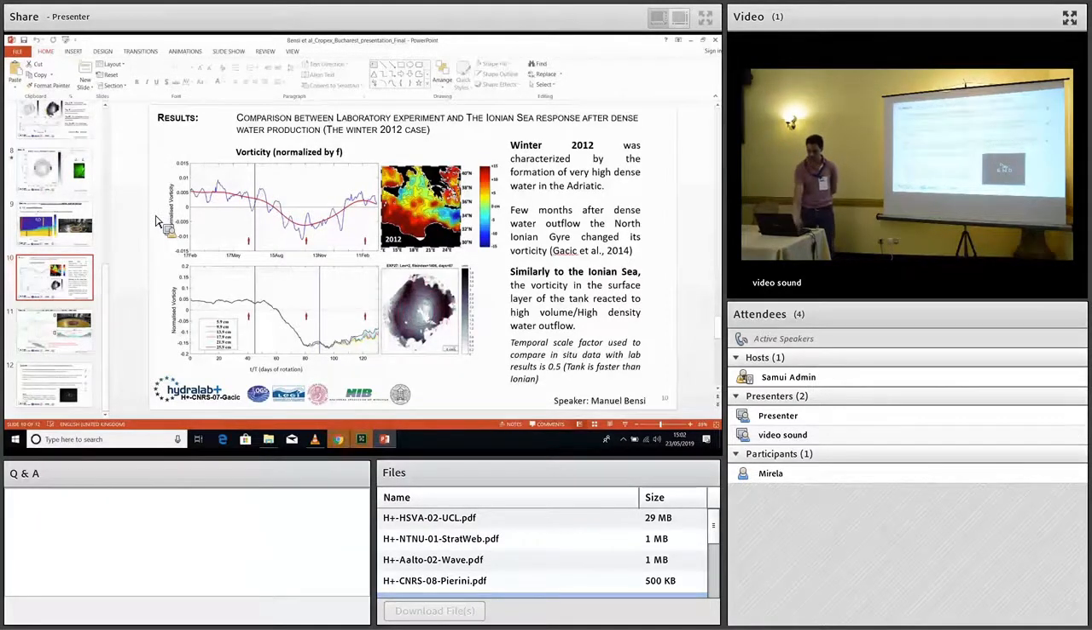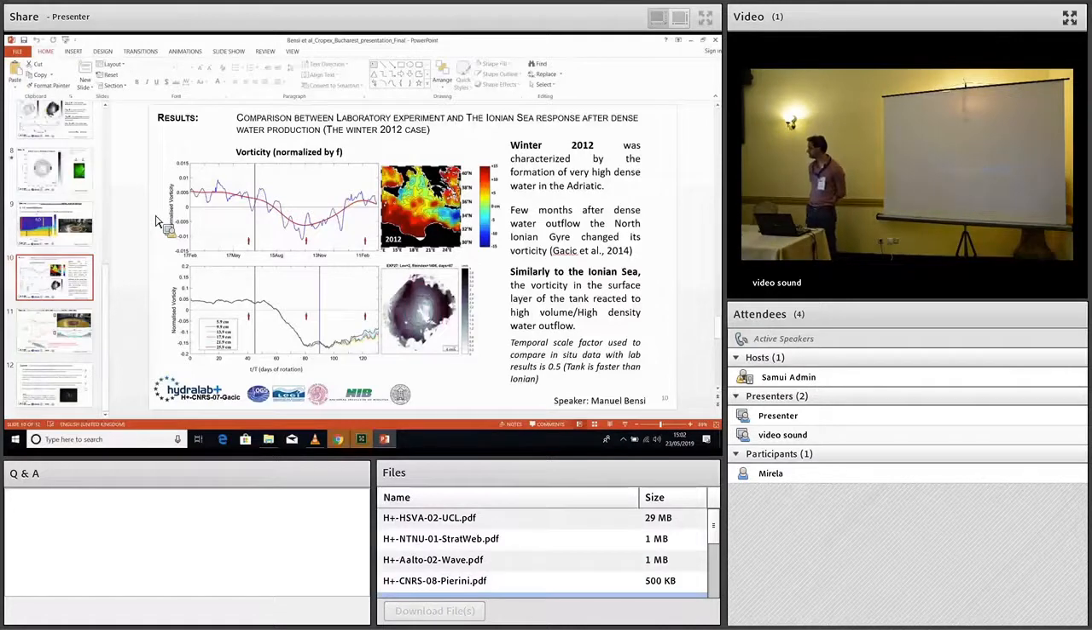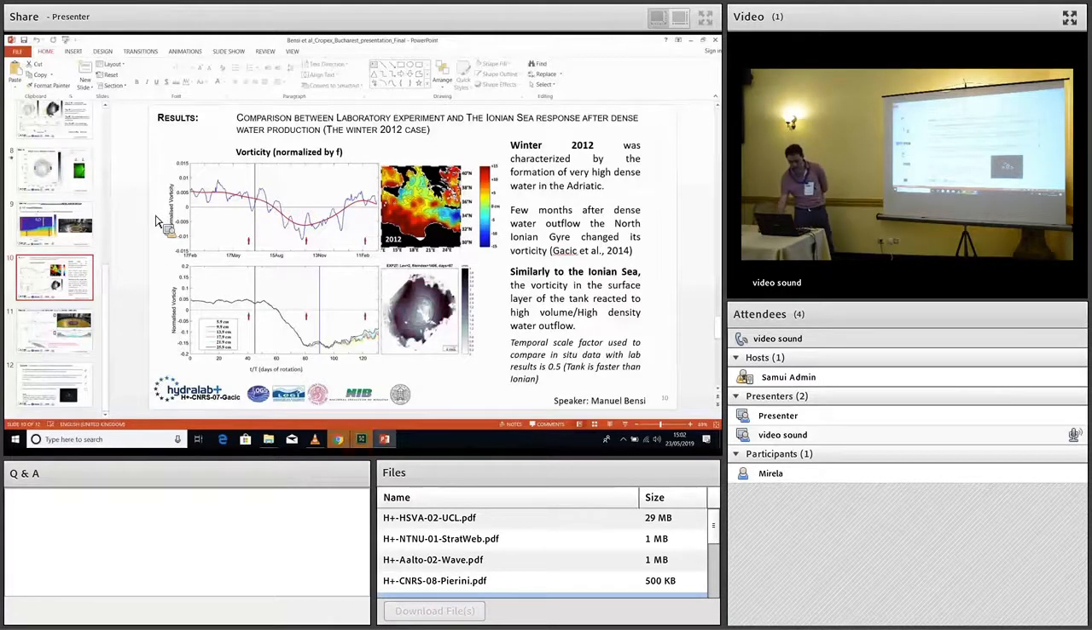When you say that you have a good similarity between experiments and the field during this event, the scale of vorticity is different as well. Yeah, the scale of vorticity is different as well, of course.